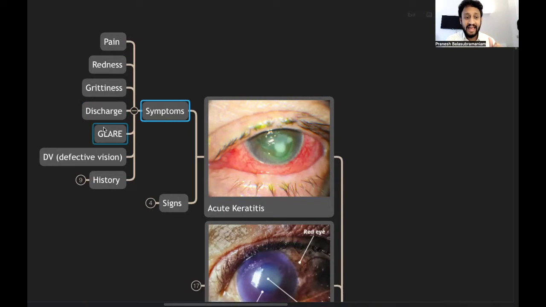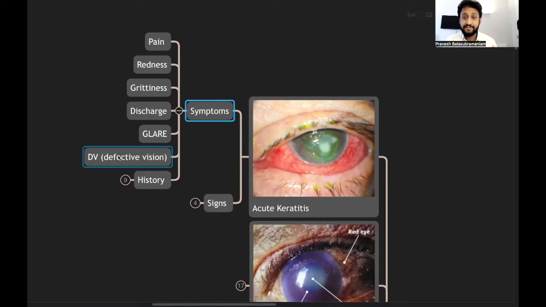Okay, discharge, because it's mostly infection, so you have this purulent discharge coming out. Glare, because the cornea is involved. So the cornea has been getting involved. What happens? The corneal nerves are getting exposed to the sun or the normal light, therefore causing photophobia, which is a painful sensitivity to light. And obviously, you have defective vision because the cornea is involved.